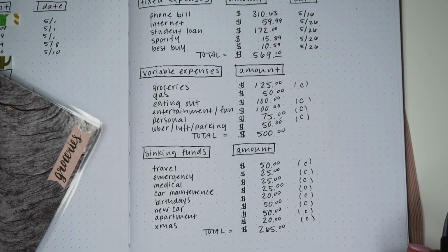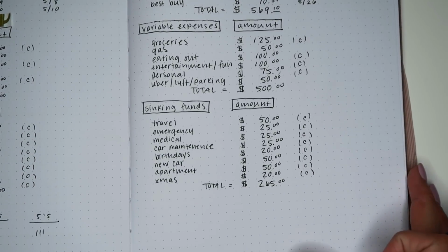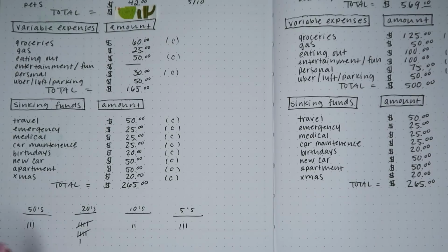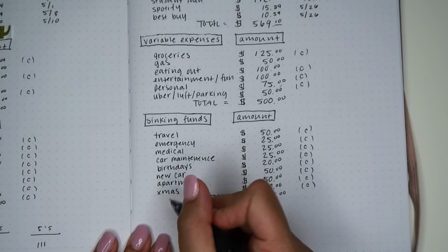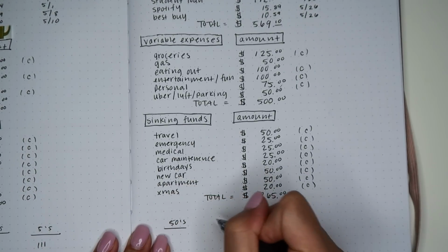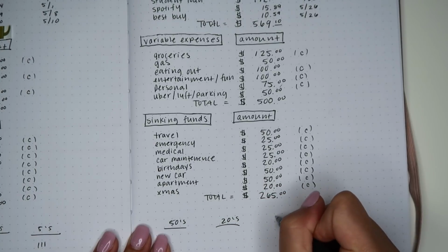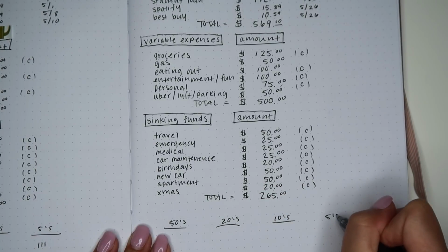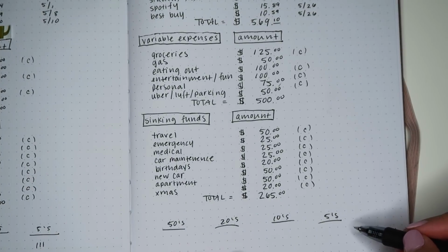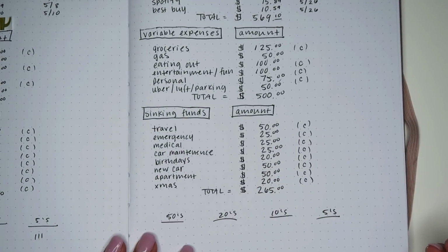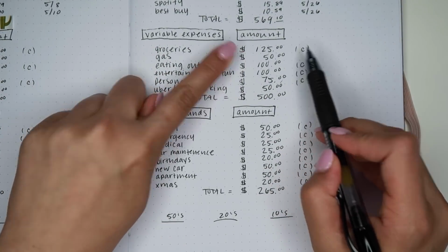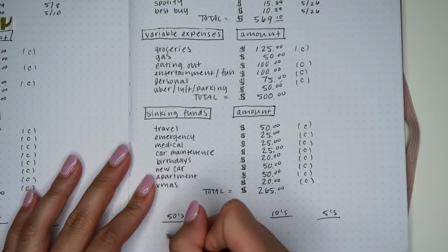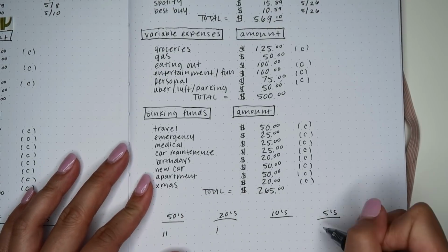All right, so now we can actually move down further and do our denominations. So I need to know how many 50s and 20s, 10s, and 5s I need when I go to the bank. All right, so I always just start off by writing the actual dollar amounts: 50s, 20s, 10s, 5s. I don't do 1s because I don't need any 1s when it comes to my cash envelopes. Now I'm gonna go through and tally up how much I need of each dollar amount. So for example, groceries is $125. So I would need 2 50s, so that's 100, 120, and 15.